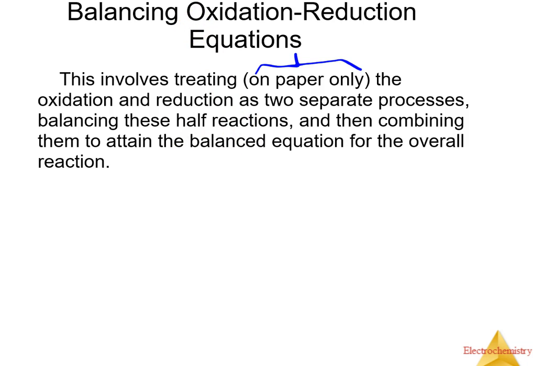All right. So, to balance an oxidation-reduction equation is, once again, super tricky sometimes. This involves treating, on paper only, the oxidation and reduction as two separate processes, so it's not really two different reactions in chemistry, but whatever. You balance these half reactions, and then combine them to attain the balanced equation for the overall reaction.